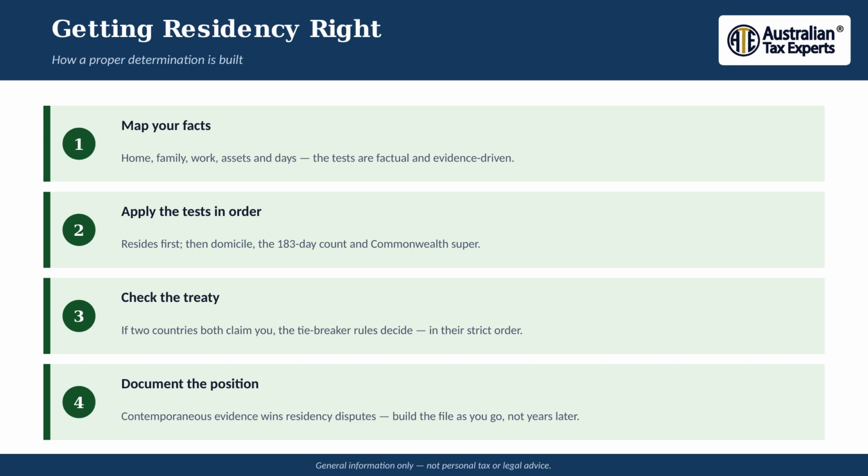Third, check the treaty. If another country also claims you, the tiebreaker rules decide, in their strict sequence. And fourth, document the position. Residency disputes are won with contemporaneous evidence, leases, travel records, correspondence showing intention, built as you go, not reconstructed years later under audit. An hour of documentation now is worth weeks of reconstruction later.